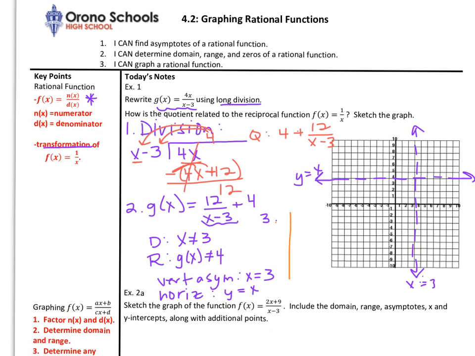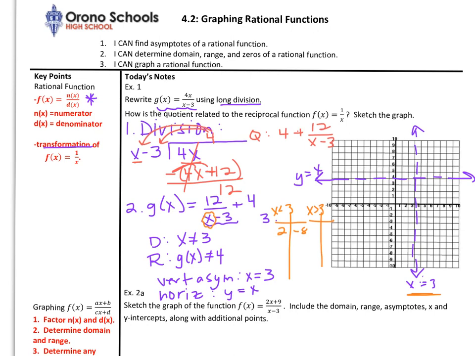What I'm going to do then is use my vertical asymptote as my guide. I'll pick values that are less than 3, and then I'll try to pick some values for x that are greater than 3. If I pick a number less than 3, like 2, I'm going to plug 2 into my equation and simplify. If I plug in 2 for x, 2 minus 3 is negative 1. 12 divided by negative 1 is negative 12. Negative 12 plus 4 is all the way down to negative 8.